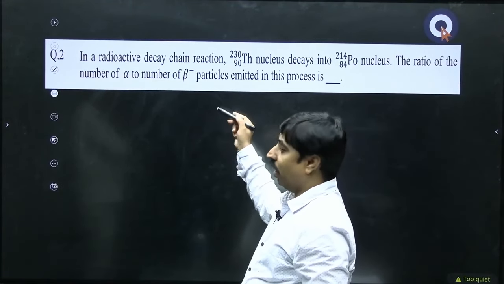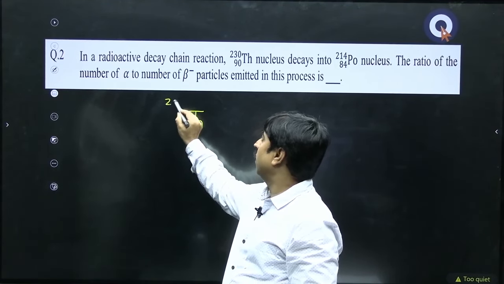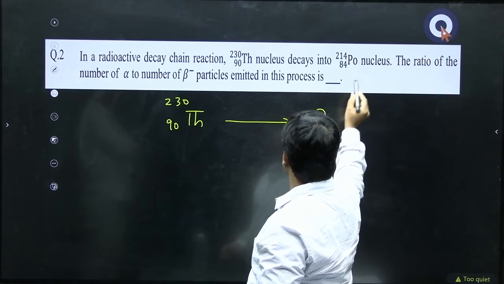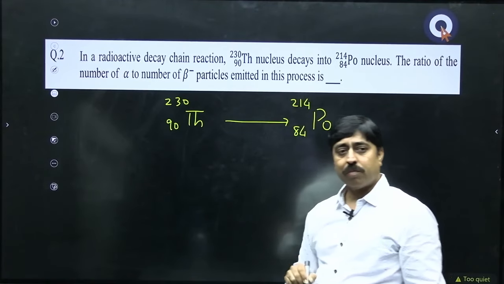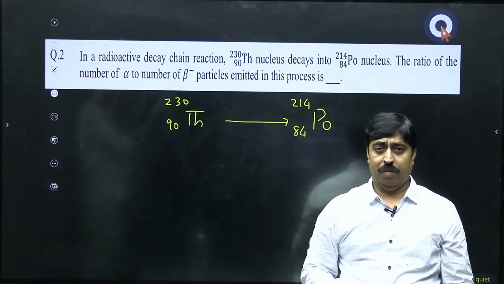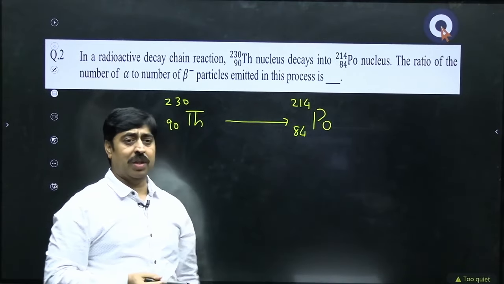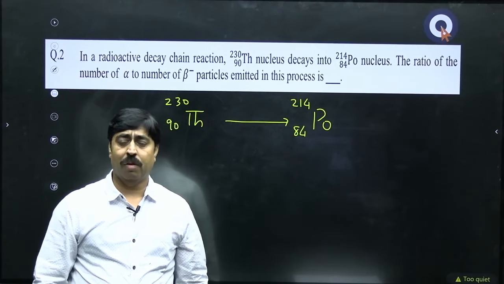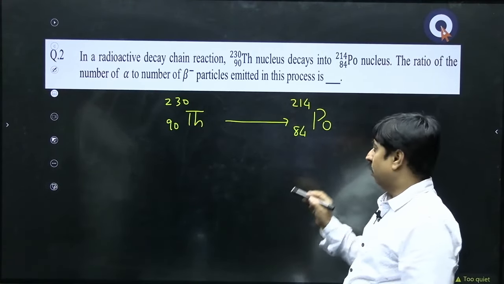Just for your benefit, I'll show how easy it actually is. Thorium-230-90 gets converted into polonium. It's not lead, I'm so sorry. It's polonium 214-84. Now, all of us know that mass number changes only when there is an alpha decay. In all other kinds of decay, mass number does not change. So in this particular conversion, mass number decreases by 16, from 230 to 214. If mass number decreases by 16, it means 4 alpha particles have been emitted, surely.